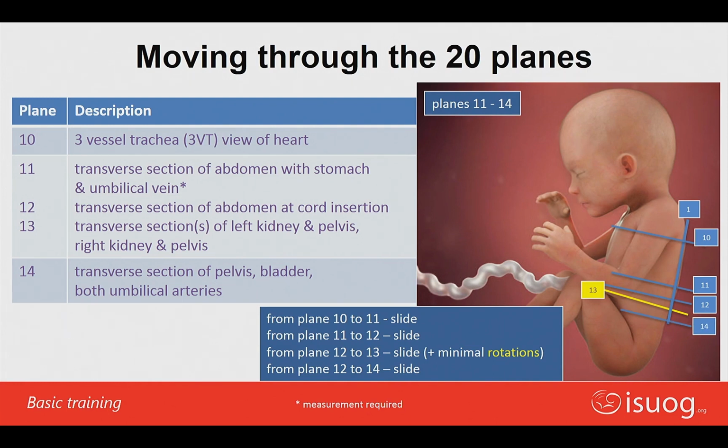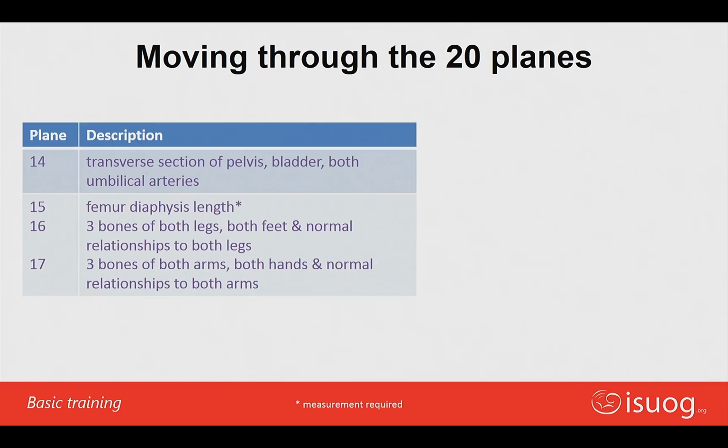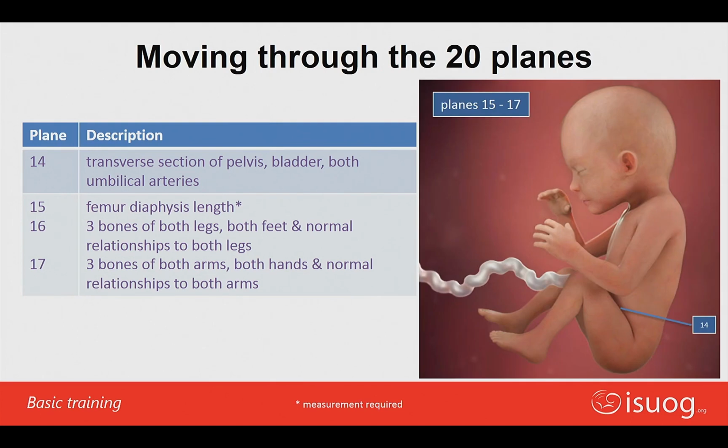And then you're going to go back from your transverse section and slide down to look at the fetal bladder and the umbilical arteries coursing round the bladder to check that there's a three-vessel cord. And then we're going to go and measure the thigh bone. So we're going to start with our abdominal circumference section.